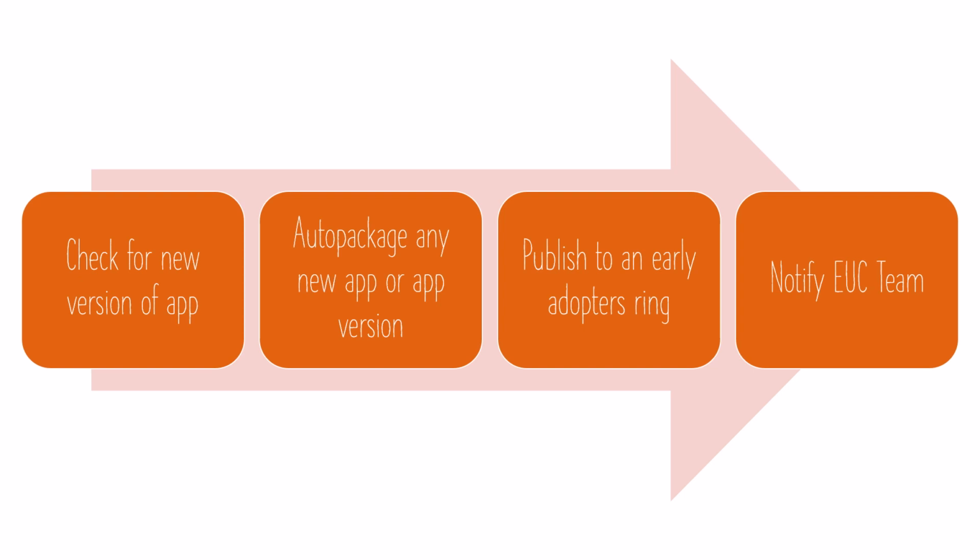And the last step that my script does, it will notify the EUC team that a new version of that application was packaged and deployed to that early adopters ring, just to give visibility that there was a change, just in case calls start coming. They'll have a record and know, oh yeah, this application was actually updated last night, and that'll give them insight and a quick reference to know, oh, maybe I need to roll back this update if there's a problem.